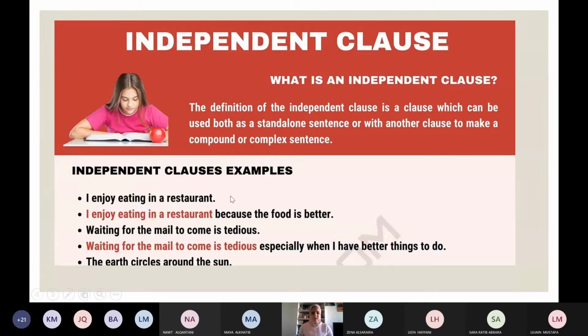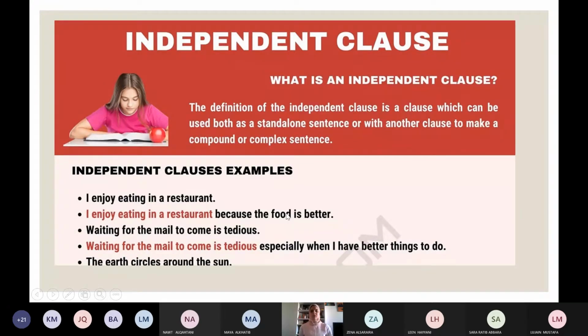I enjoy eating in the restaurant because the food is better. Here I added another clause. But if you look at this clause, it says, because the food is better. Can I say, because the food is better, and then I stop talking? What happens because the food is better? So this is an example of subordinate clause. I enjoy eating in a restaurant because the food is better.